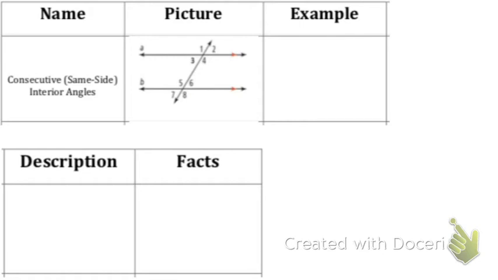So there's going to be 2 bullet points for this one. Okay. So this one, they're going to be both interior because it's in the name. And these are going to be the same side of the transversal.